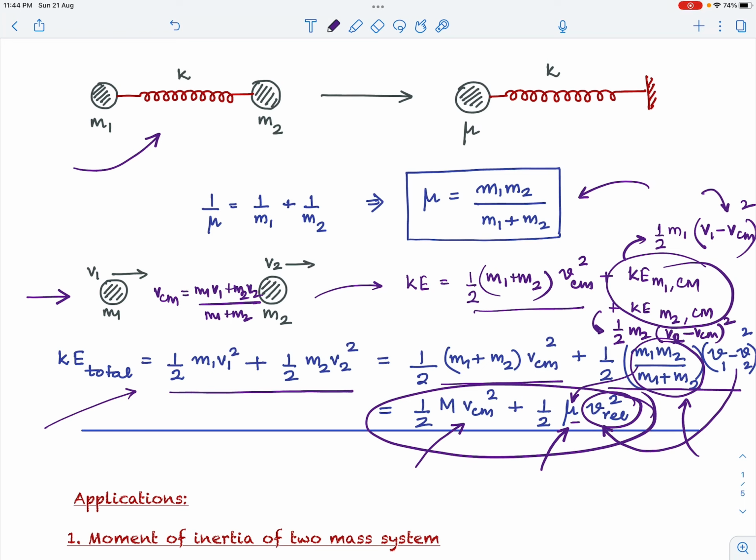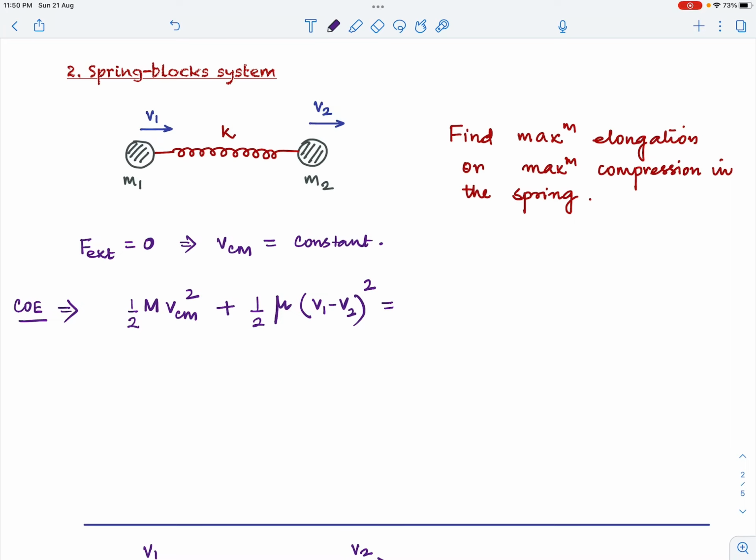Now, when we try to write the final energy of the system, when the system is in the most compressed or most elongated state, and if we assume that the stretch in the spring is x, there will be a potential energy in the system, half kx squared, plus the kinetic energy of the system. We can once again write it in the form of these two terms. The first term will be half capital M into VCM squared. This particular term will be the same as the first term here, because VCM is a constant throughout, it is not changing.